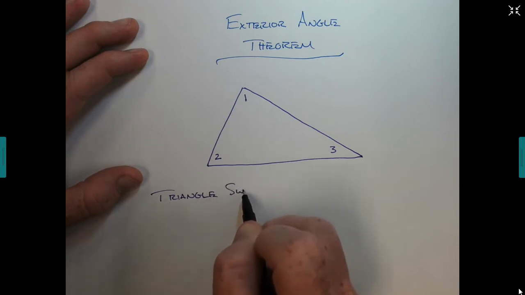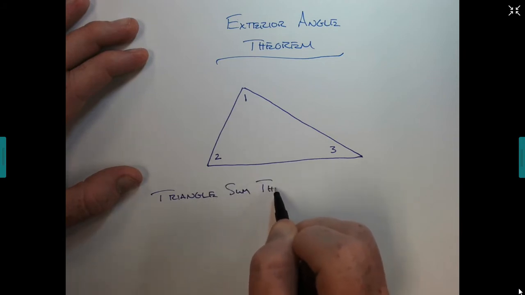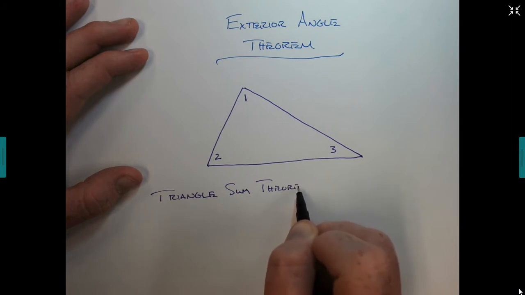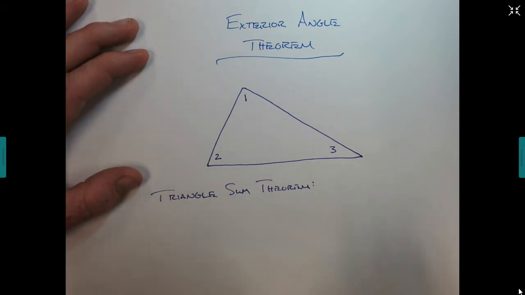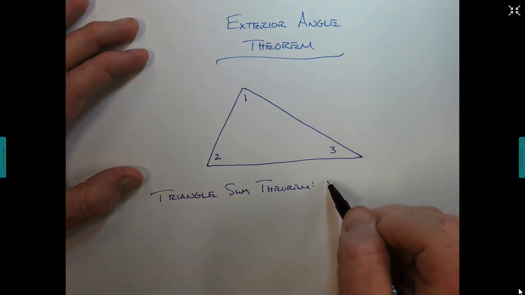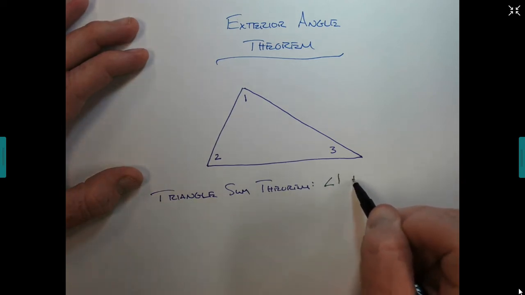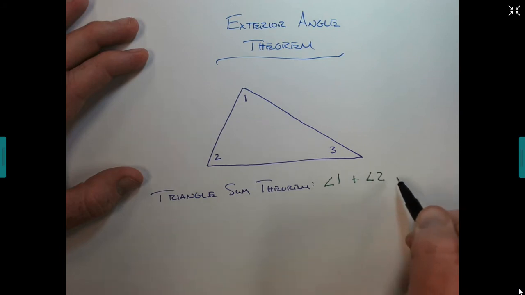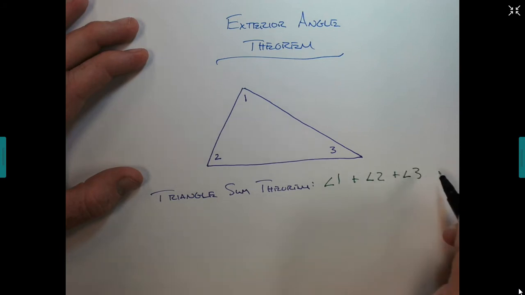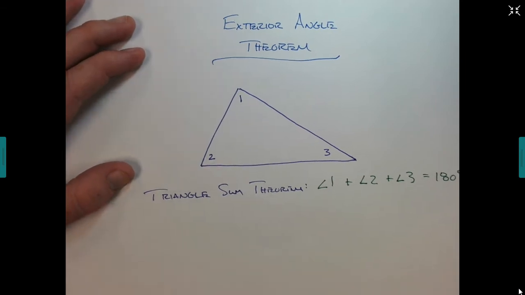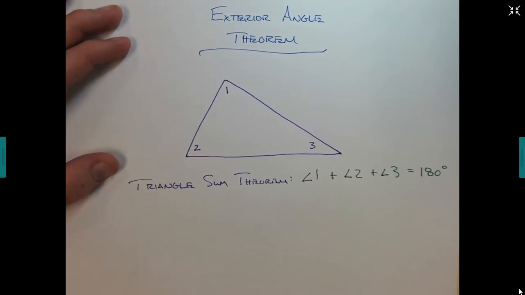All right. What we've studied in the past, the triangle sum theorem, told us that every single time angle 1 plus angle 2 plus angle 3 has to equal 180 degrees. That's a given every single time.